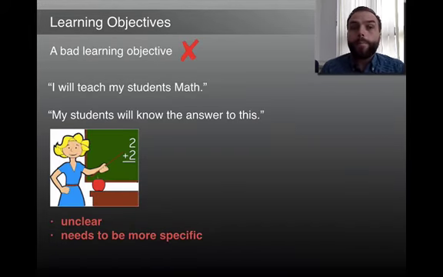Now let's have a look at a bad learning objective. And here are some quotes. I will teach my students math. So why is this a bad objective? Okay, well, it's from the teacher's perspective, right? The next one, my students will know the answer to this. Okay, it's not very clear. So these are unclear. They need to be more specific. And also the first one is from the teacher's perspective, not from the student's perspective.